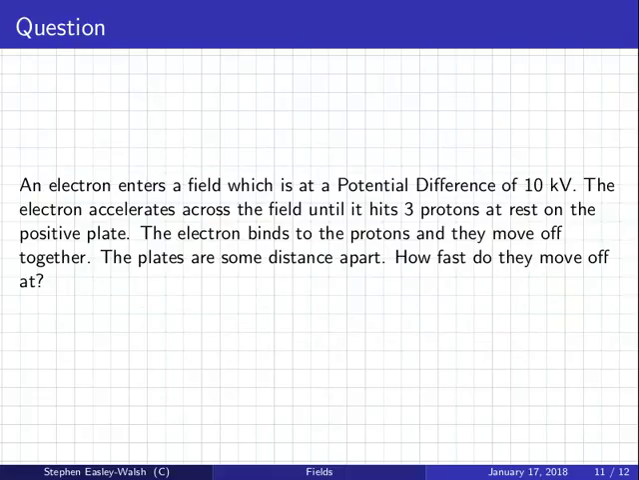Now, an electron enters the field which is at 10 kilovolts, and the electron accelerates across the field until it hits 3 protons at rest on the positive plate. The electron binds to the protons and they move off together. The plates are some distance apart. How fast do they move off at?